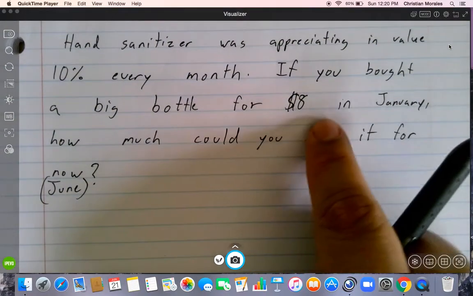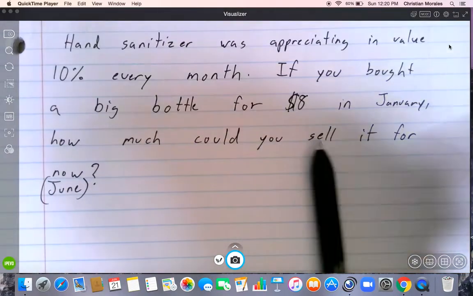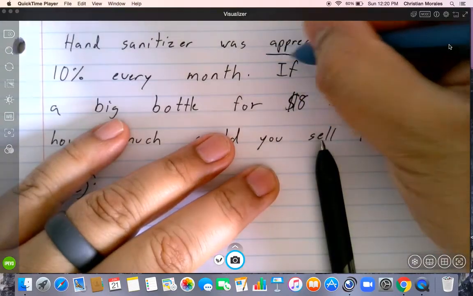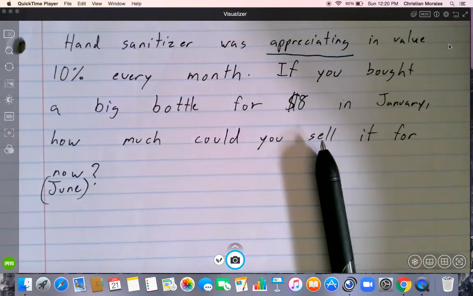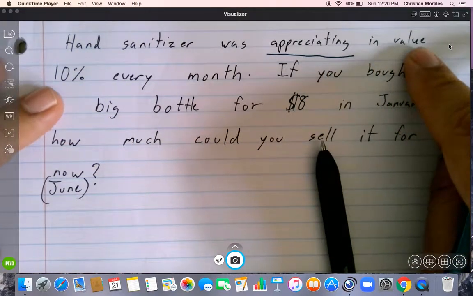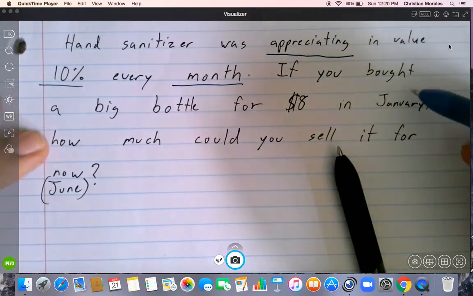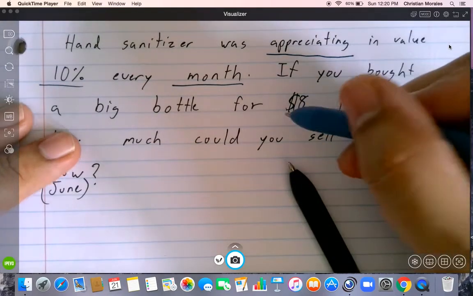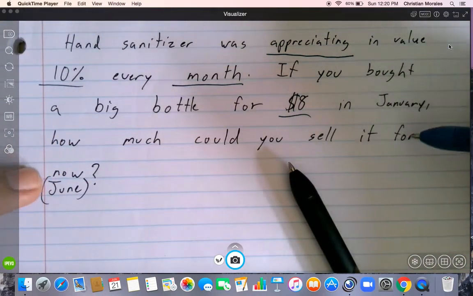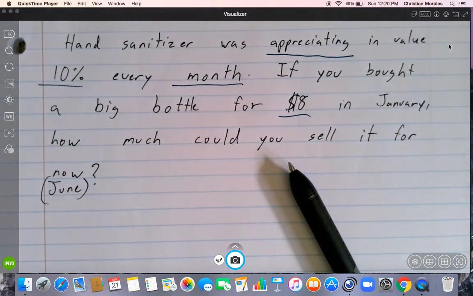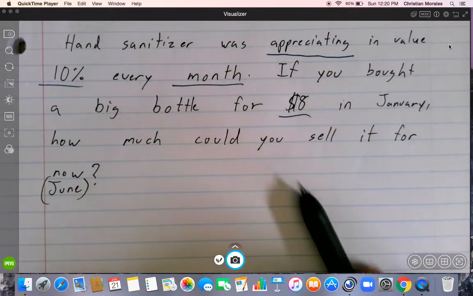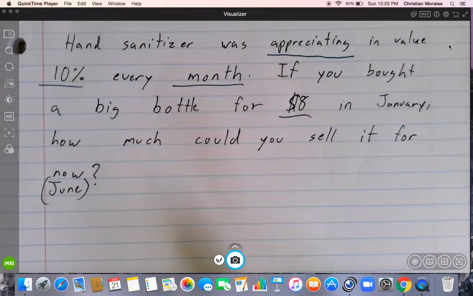Okay, so let's use this. Hand sanitizer was appreciating. Now appreciating, this word means growing in value. Okay, so it's appreciating in value 10% each month. So 10% each month. If you bought a big bottle for $8 in January, how much could you sell it for now in June? Okay, so before I write my formula, I'm going to start with the percentage, 10%.